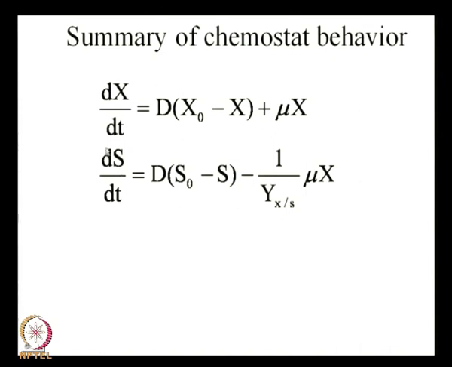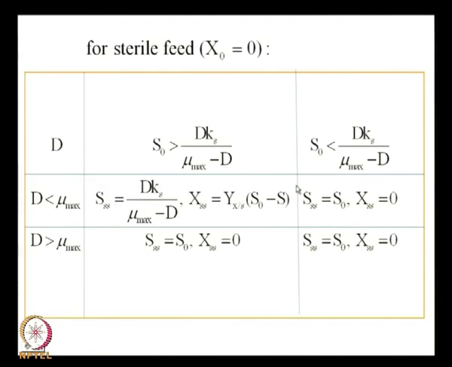behavior of the chemostat. These are the equations which I am sure you had already written down, so there is no point spending any more time on this. dX/dt equals this and dS/dt equals this, and mu equals mu max S over Ks plus S, and what I will next do is summarize the results, the ones we looked at.